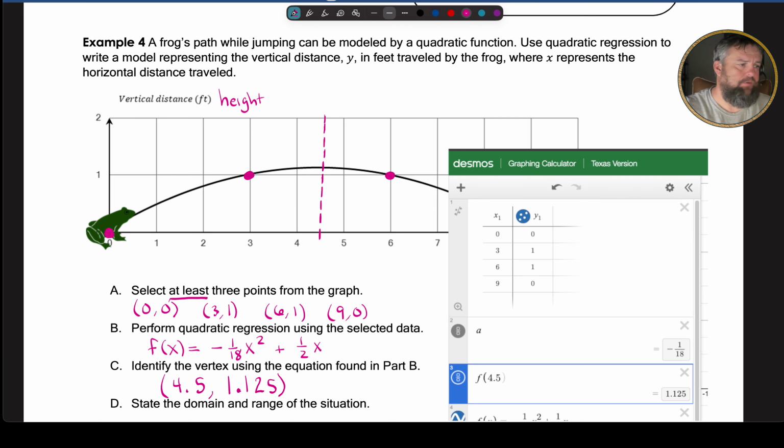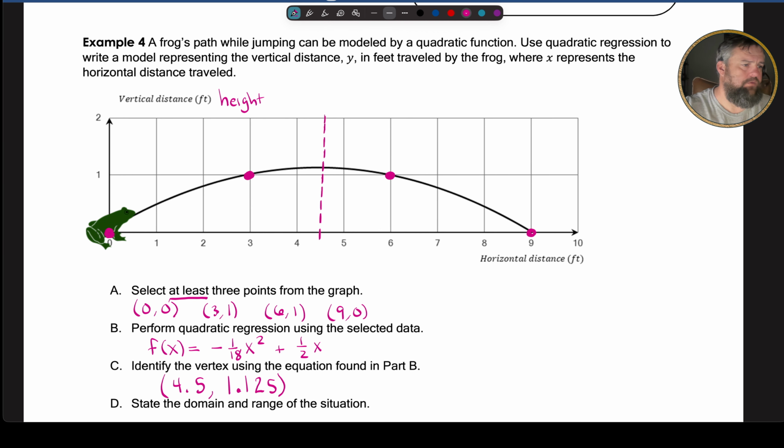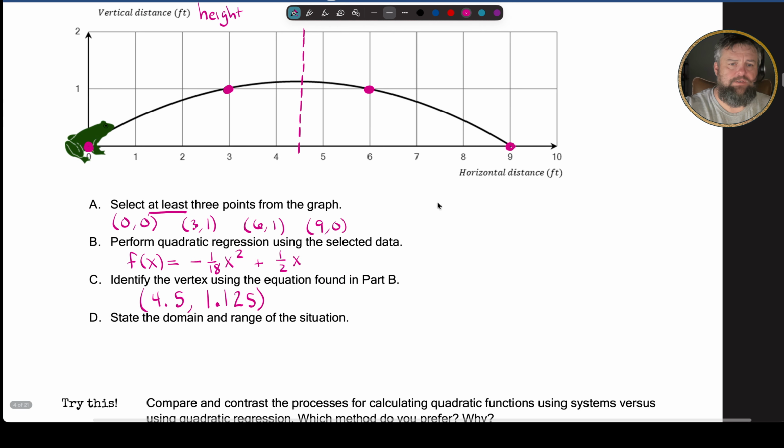Okay, now I'm going to go ahead and hide my Desmos here. For the final part of this, we're going to state the domain and range of the situation. Again, domain is going to be your x value. Domain makes sense to go from 0 to 9. So 0 less than or equal to x, less than or equal to 9.